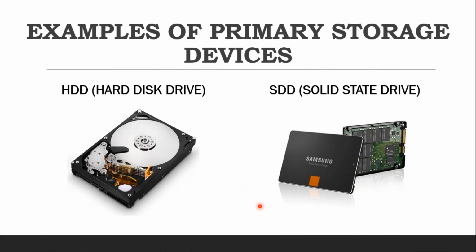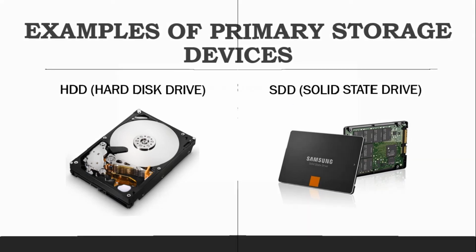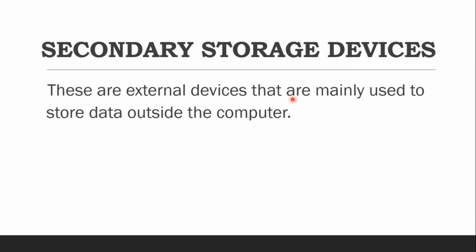We highlighted this in the previous lesson, but yes, these are examples of primary storage devices. Your hard disk drive, which is your HDD, then your solid state drive, which is your SSD. So we have HDD and we have SSD. These are examples of primary storage devices. They come originally with the computer.